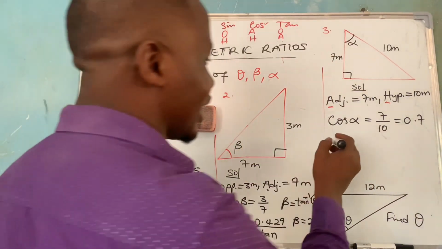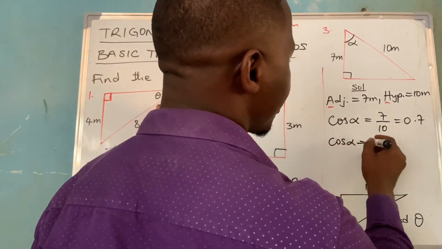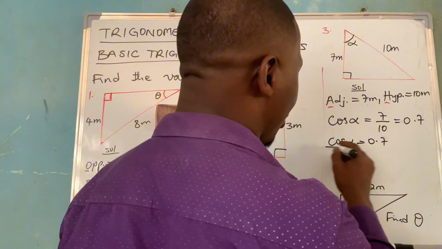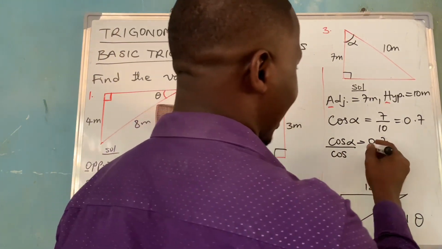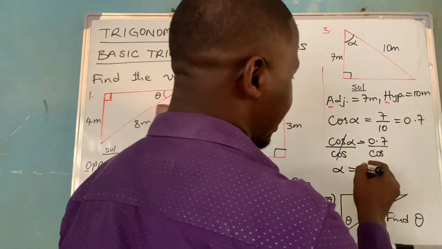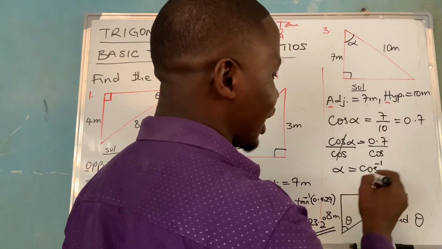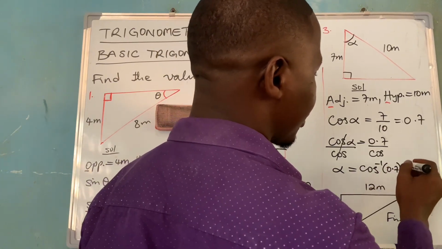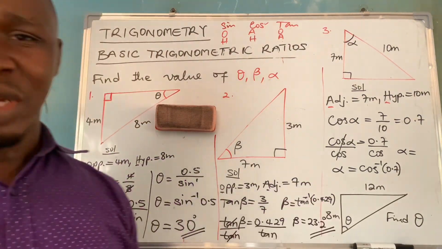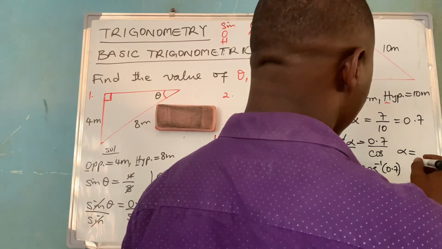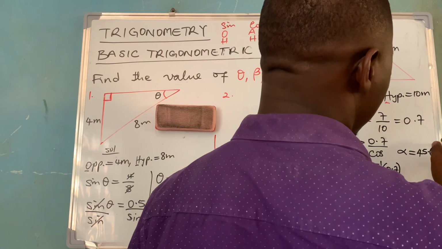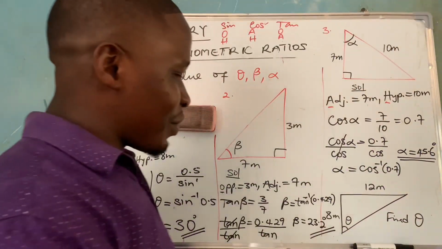But we are not finding cos alpha. We are finding alpha. So we divide both sides by cos, so we are left with alpha, which is equal to cos inverse of 0.7. So what is the cos inverse of 0.7? 45.6 degrees.